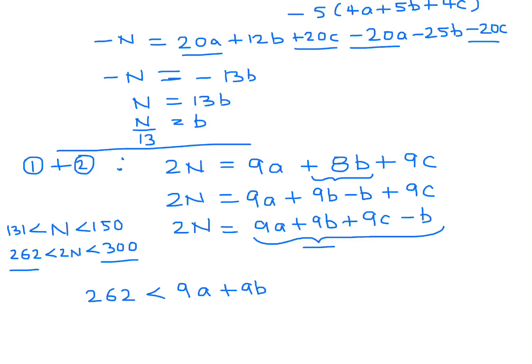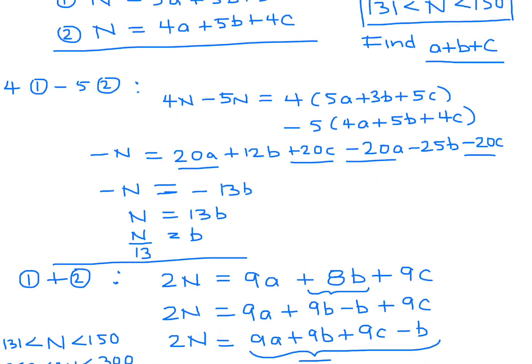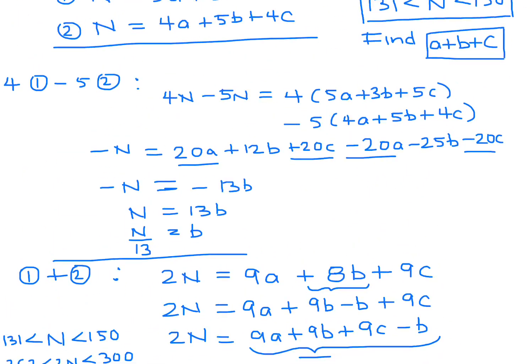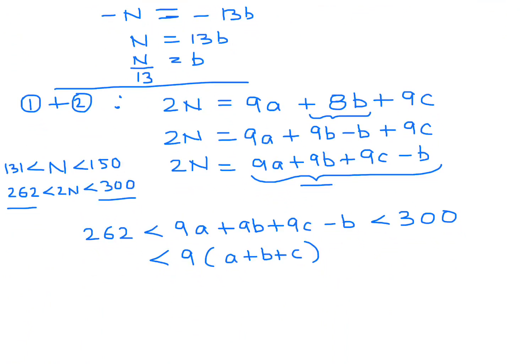9a plus 9b plus 9c minus b is less than 300. Okay? And the good news is that we know that we can factor out the 9: a plus b plus c. Because we're very much interested in a plus b plus c. That's what we're trying to find. And then we've got this lone b out here. But b we already figured out in terms of n. So I'm going to put that in there. n over 13 is less than 300 is greater than 262.